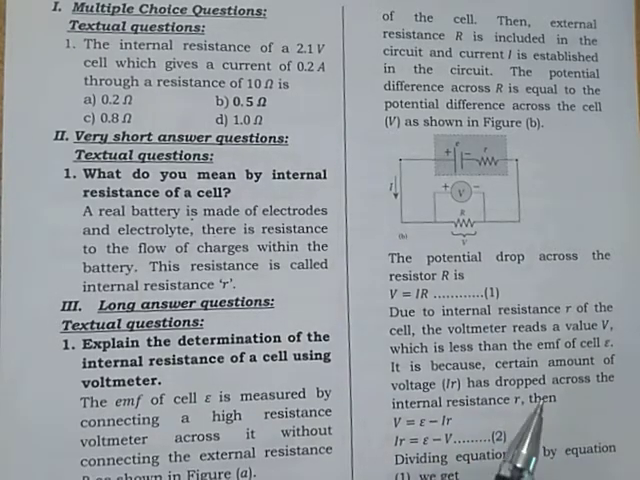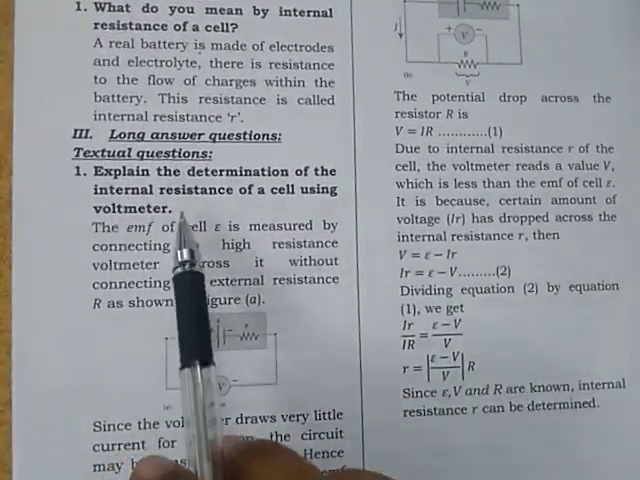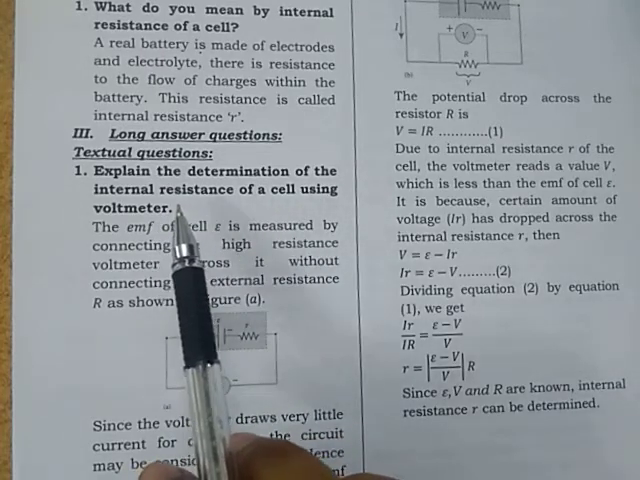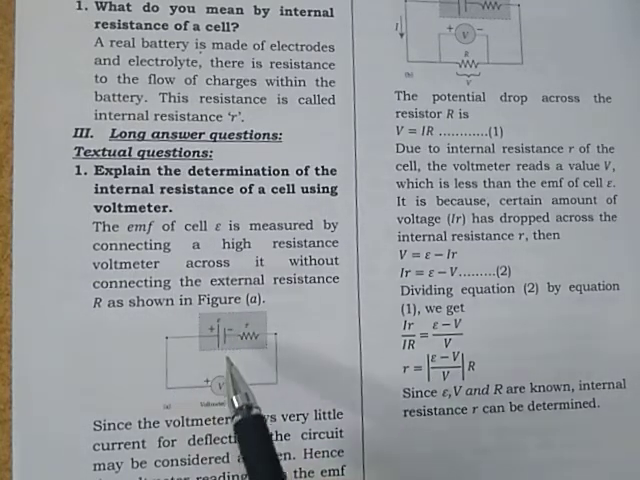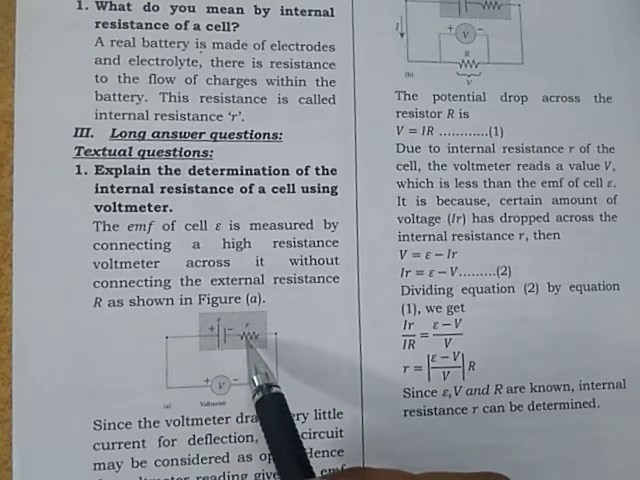Next, that is a long answer question: explain the determination of internal resistance of a cell using a voltmeter. Here in this question they are asking how to find the internal resistance of the cell by using a voltmeter. For this we need to consider a cell of EMF psi and having internal resistance r.